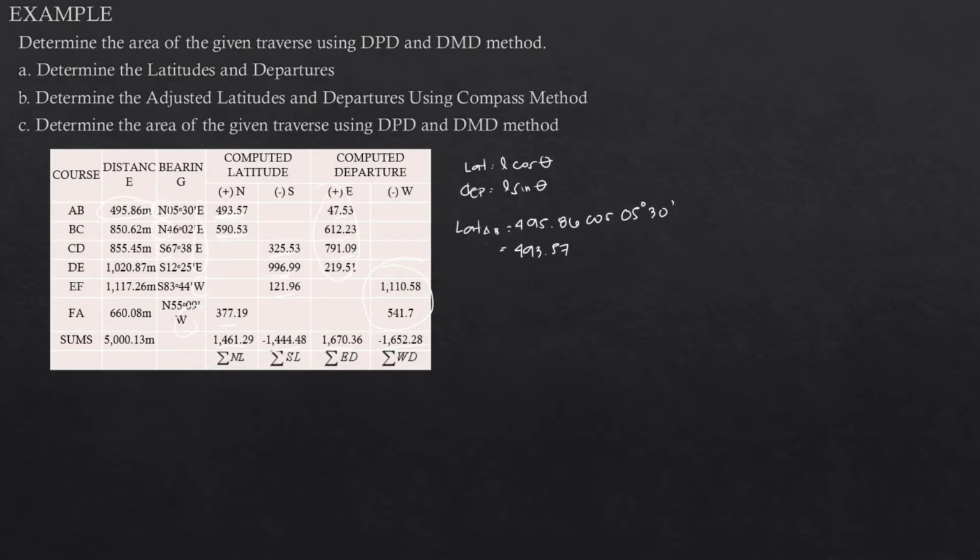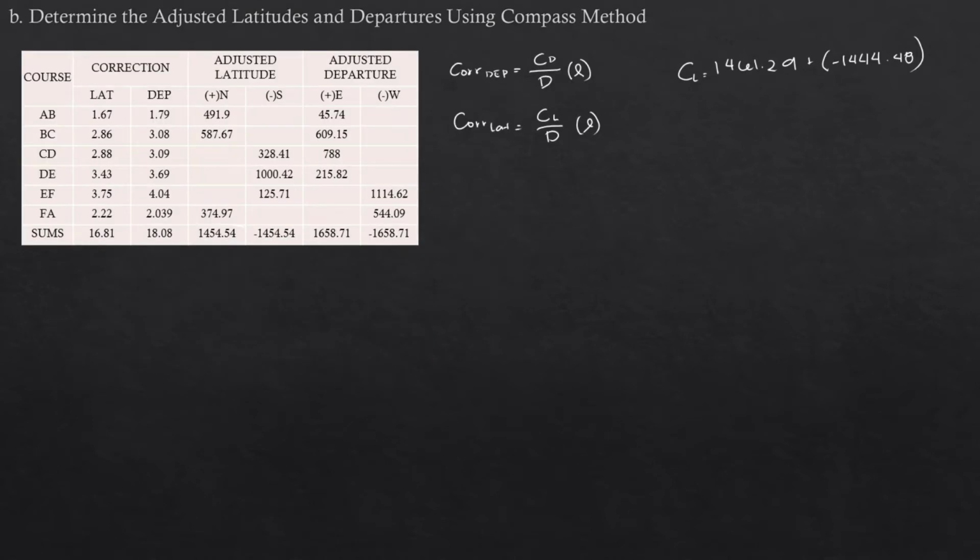natin sa example natin sa part 2. O ayan. So, pahapyawan na lang ulit natin dito. CL natin is equal to positive 16.81 meters. CD natin is summation ng ED plus summation WD. So, ilan to? Yun sa last time. So, meron tayong positive 18.08 meters. So, makukuha na natin tong corrections. So, ito na siya.